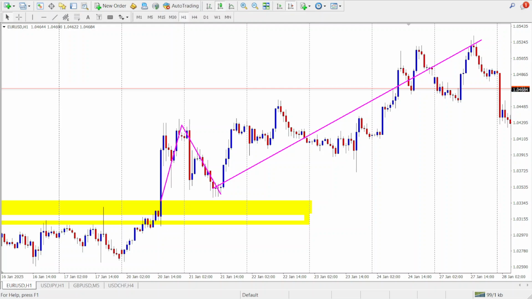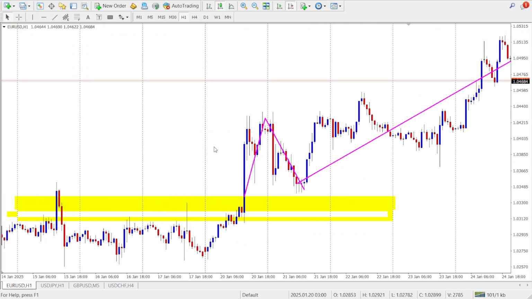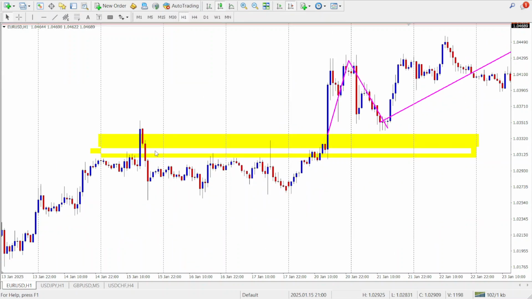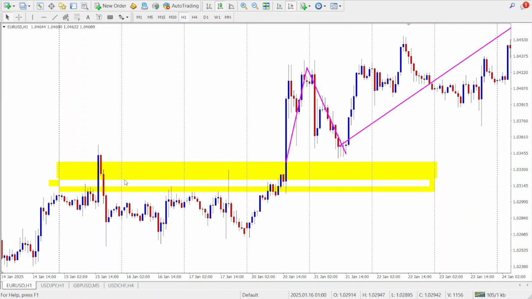But there's a catch. Not every break and retest setup is valid. Let me show you what to look for. Many traders fall for false breakouts where price breaks a level but quickly reverses. To avoid that, here's how to spot a high probability setup. You should be looking for strong momentum. You want to see a decisive breakout with strong candlestick bodies, not just wicks. A slow wick breakout might be a trap.